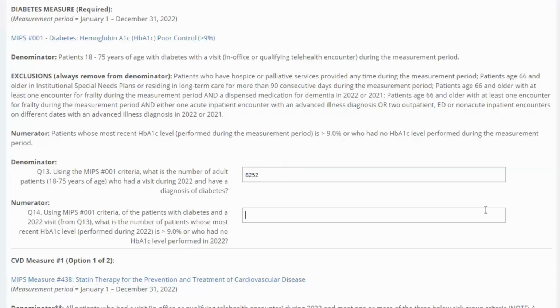My demo organization had 2,326 patients meeting the numerator criteria. In other words, 2,326 patients who were poorly controlled.